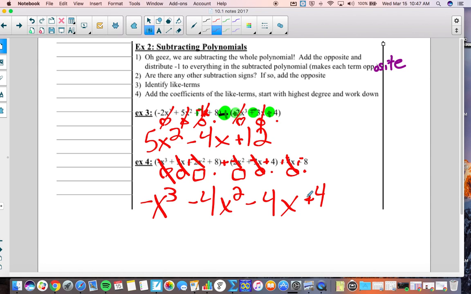There we are. So again, we talked about adding or combining like terms. However, if we have a subtraction sign in front of an entire polynomial, we need to add the opposite of that. And then after that, we're adding polynomials. So it's just like examples 1 and 2 from there.